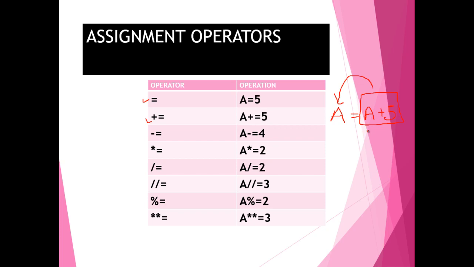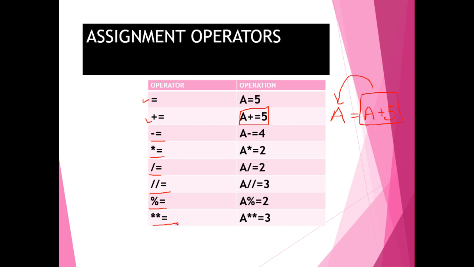In order to shorten this expression, we can use the plus equal to operator, because in this case we are adding 5 to A and also storing the result in A. So we can write the expression like this: A plus equal to 5. It means the value of A gets increased by 5. Similarly, we have minus equal to, multiply equal to, division equal to, floor division equal to, modulus equal to, and exponent equal to.